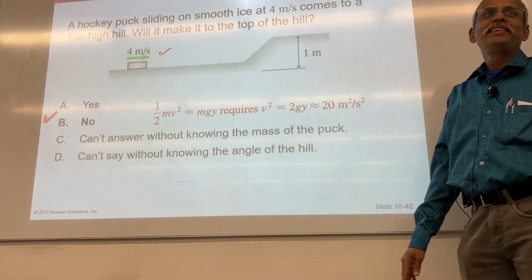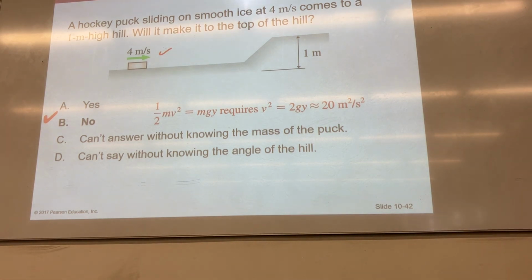Yeah, that's what I was thinking in my head. You can do it either way. You can find the velocity and then see whether 4 is valid or not. Right?